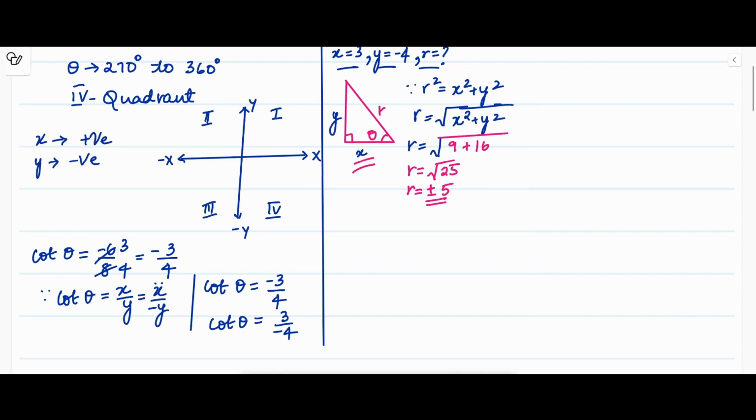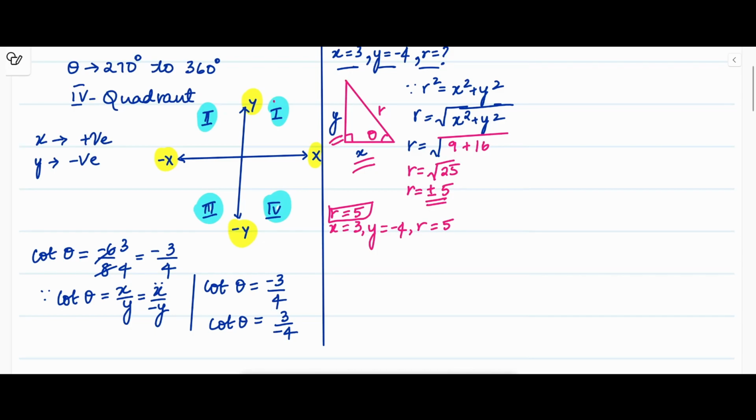But the value of x and y can be positive or negative depending on the quadrant in which the terminal side of the angle theta lies. So it can be positive or negative depending on the quadrants, that is first quadrant, second quadrant, third quadrant, or fourth quadrant. So therefore our value of r will be 5. So now we have the value of x to be 3, y to be minus 4, and r to be positive 5.